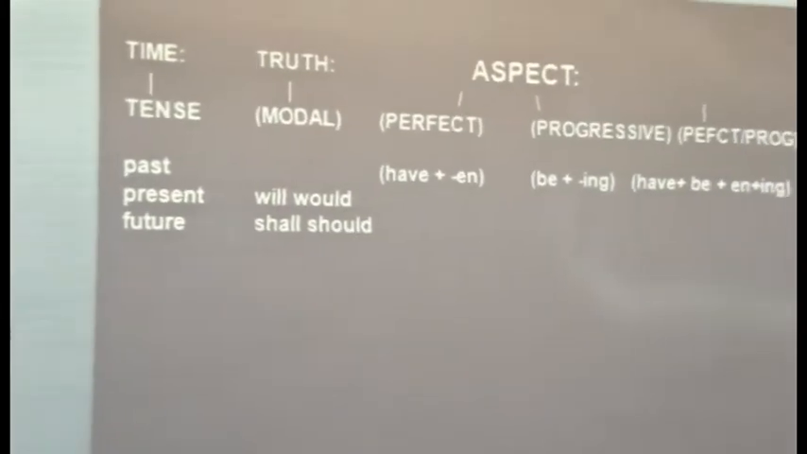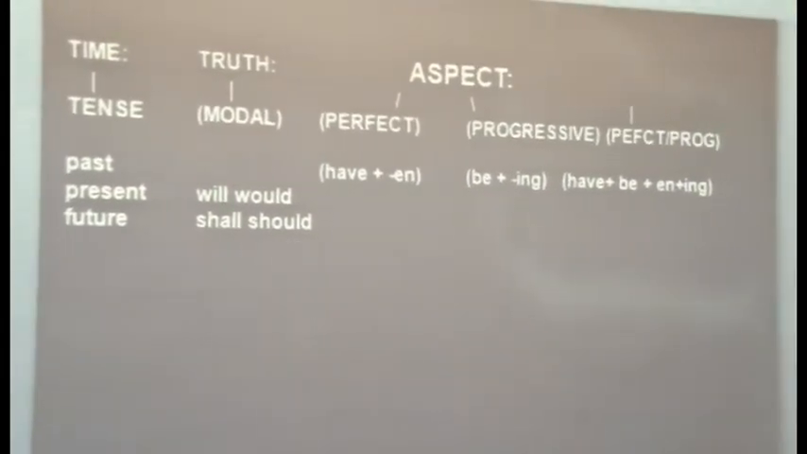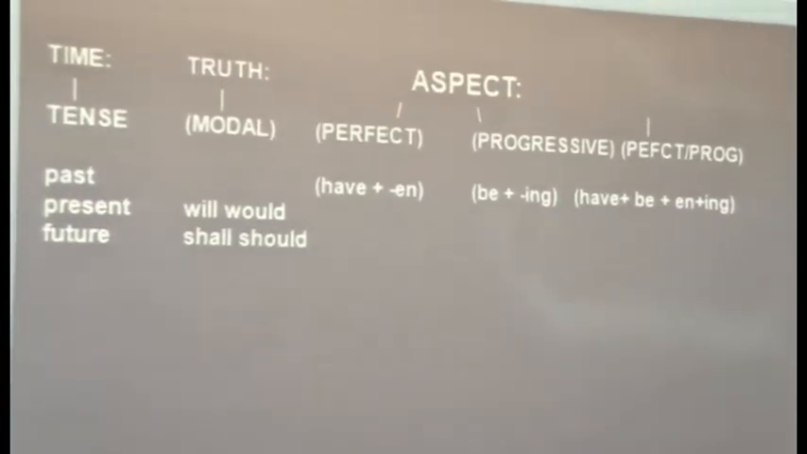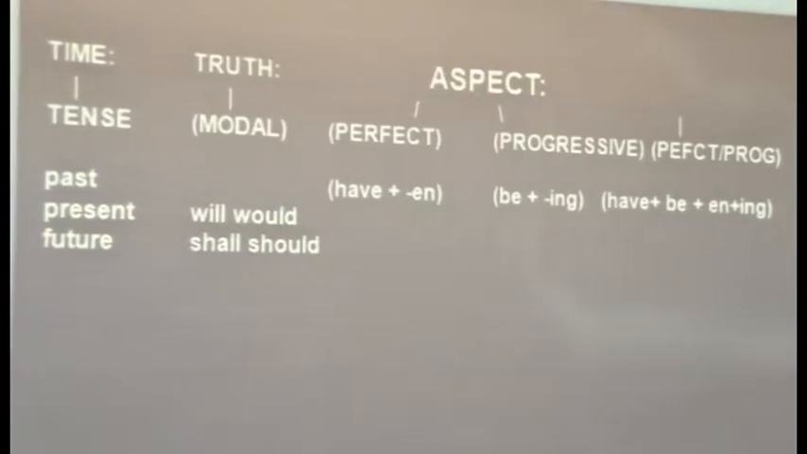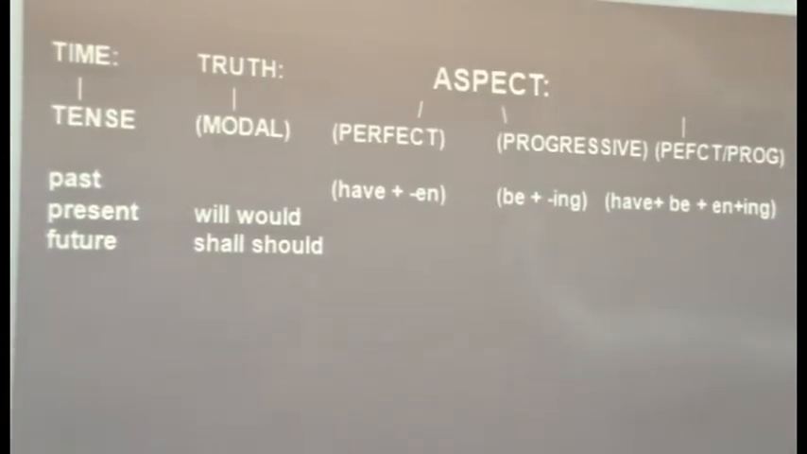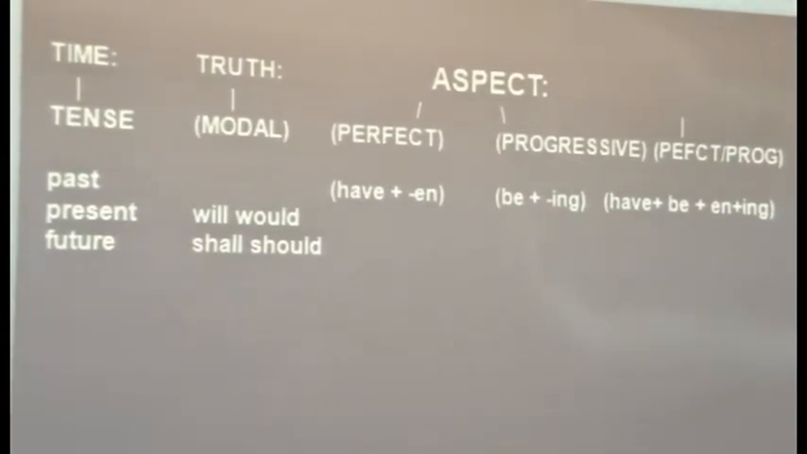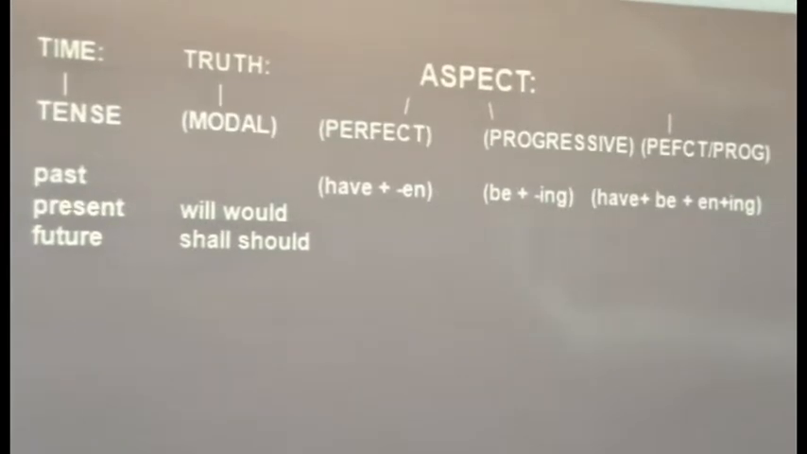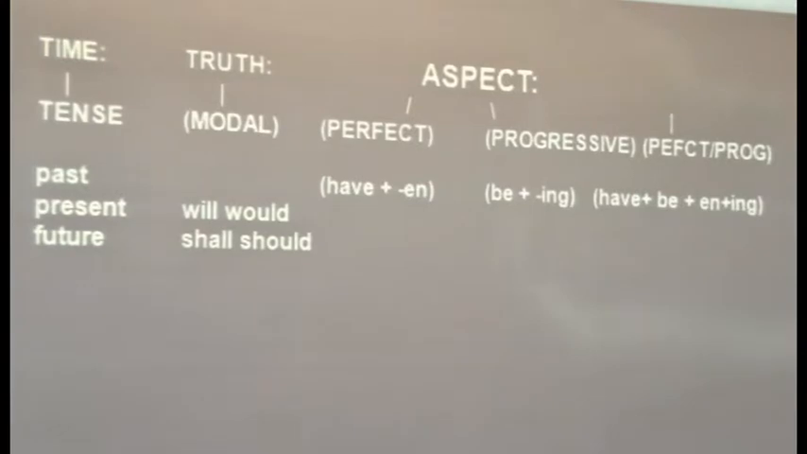Then I have another diagram here for you, that is tense in relation to time: past, present, and future. And then tense in relation to modalities, that's talking about will and would and shall and should. And then the aspect, I have given you three aspects: the perfect, the progressive, and then the perfect progressive. Perfect, R plus EN, and then progressive, B plus ING, and then perfect progressive, you have R plus B, and then plus EN plus ING.